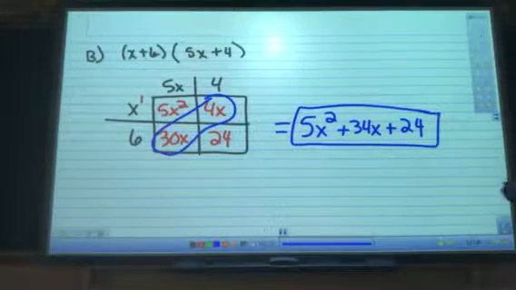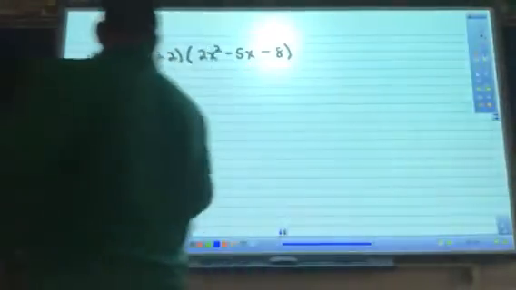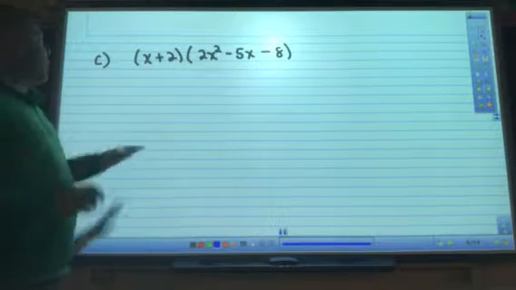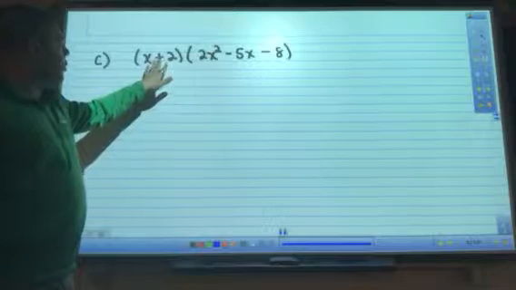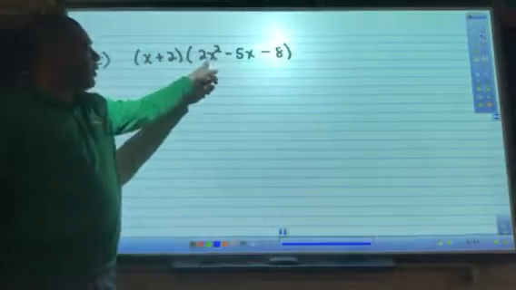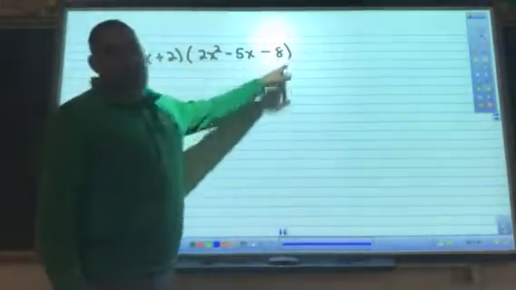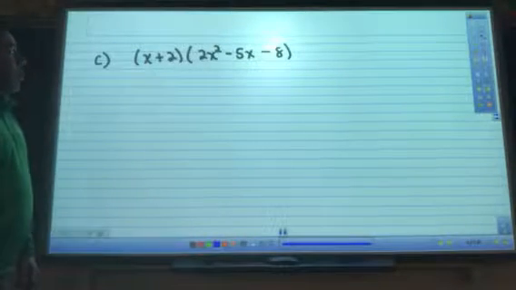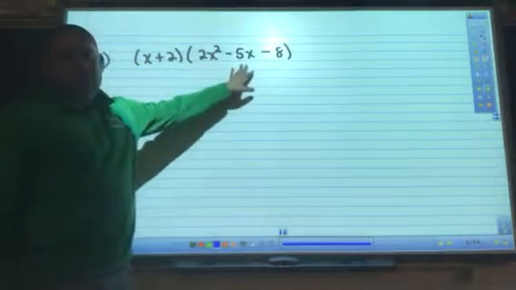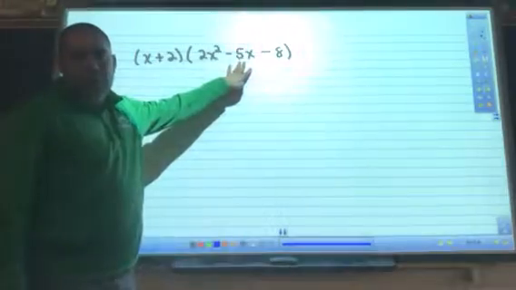Okay. Now let's look at one more. This particular one is a little different. So we got to think a little bit. We have a binomial multiplied to, think about it, there's 3 terms, a binomial multiplied to a trinomial. So I can't use a 2 by 2 box. This has 3 terms in it. I need a side with 2 and I need a side with 3 when I'm making my box.